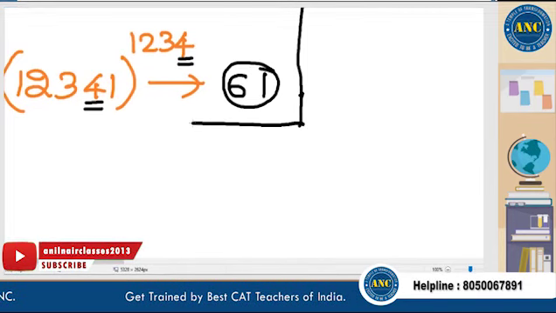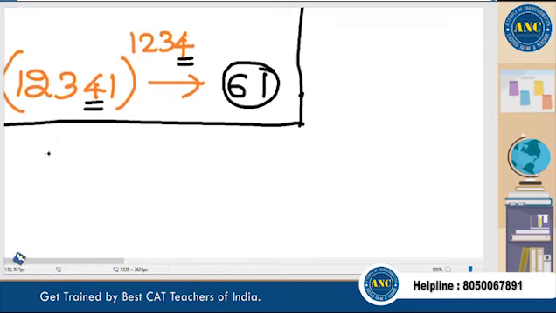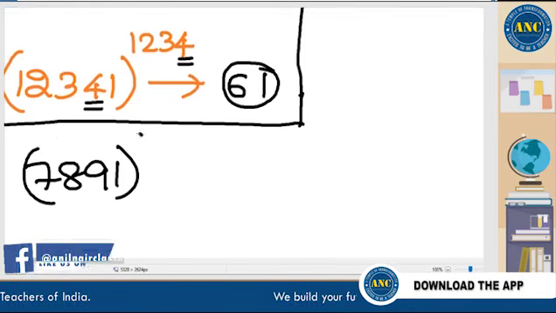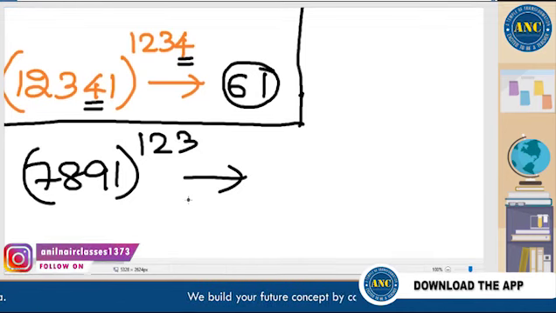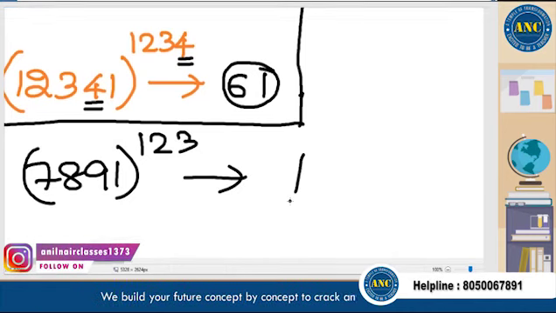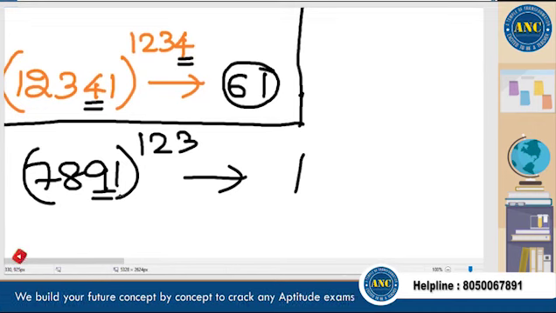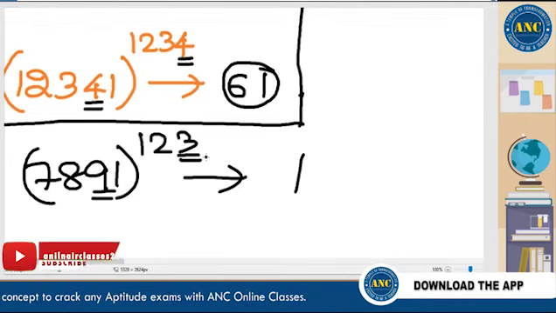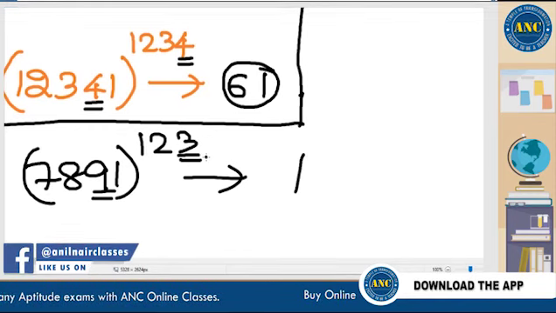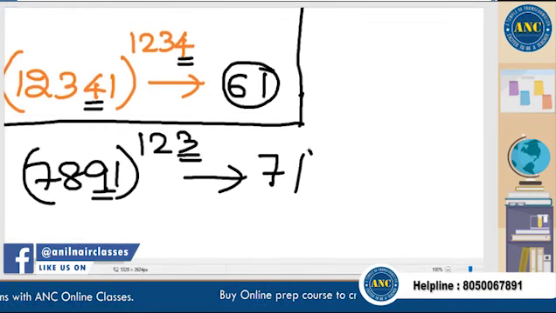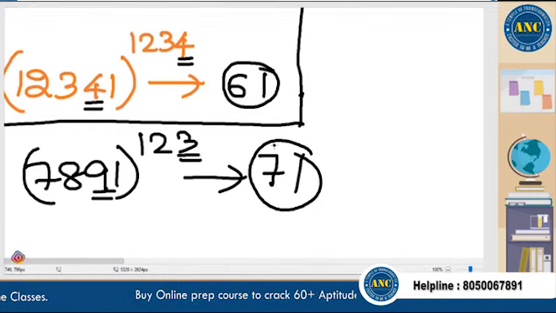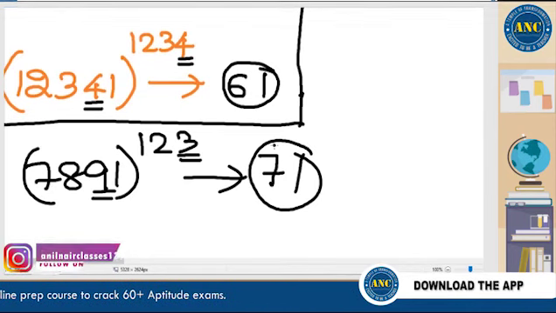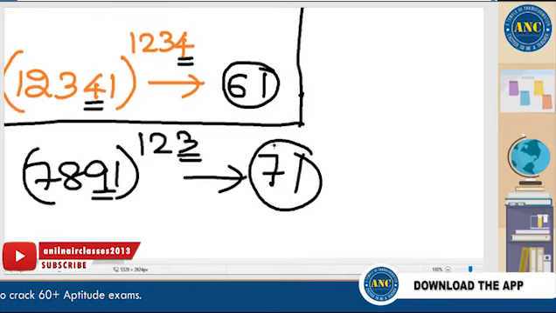Suppose, one more example before we move on to the next type. Tell me the answer for this question. 7891 to the power of 123. What should be the answer, sir? 1 power any number is 1. Tens place in the base is 9. Units place in the power is 3. 9 into 3 is 27. In 27, what is the unit digit? 7. That 7 should come as the tens place in the answer. Answer for this question is 71. I hope it is very clear for all the students who are watching this video.